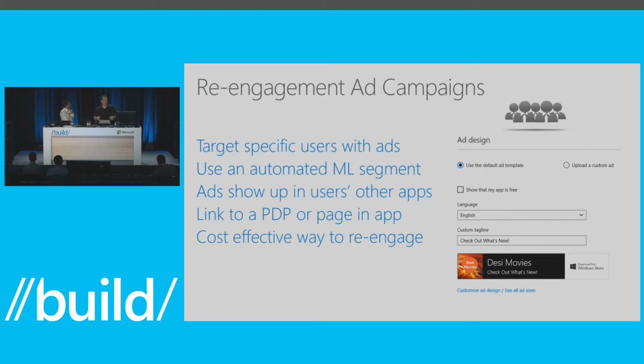And once they click, one of 2 things will happen. Either you can launch a product details page, the PDP, or you can launch the app itself. And with the app, you can go even down into a specific page if you'd like to welcome them back or give them some sort of special offer. So the re-engagement ads, we think, are a really inexpensive way to bring users back into your app after you've worked hard to acquire them to begin with.